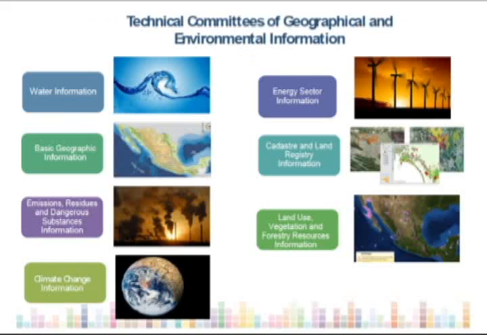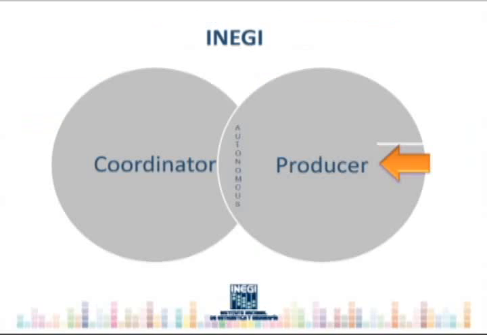In particular, in the Committee of Geography and Environmental, we have 7 technical committees where we produce standards and information: one for water, one for geography, one for emissions and residues, one for climate change, one for the energy sector, one for catastrophes, and one for land use and vegetation.